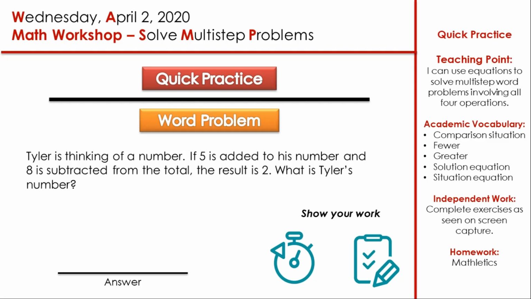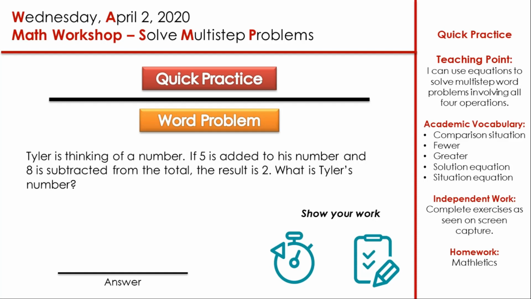As a quick practice for today, we have a word problem. It says, Tyler is thinking of a number. If 5 is added to his number and 8 is subtracted from the total, the result is 2. What is Tyler's number? Since Tyler's number is an unknown quantity, I can use different ways to represent this number. I can represent it using a letter, a shape, or a symbol. Since you don't know this quantity, you're going to use any of these three to represent that number.